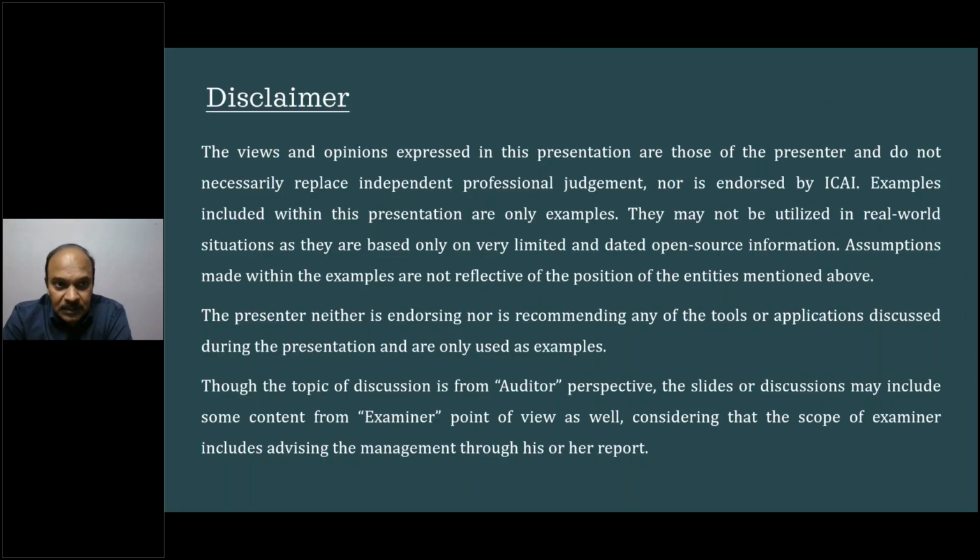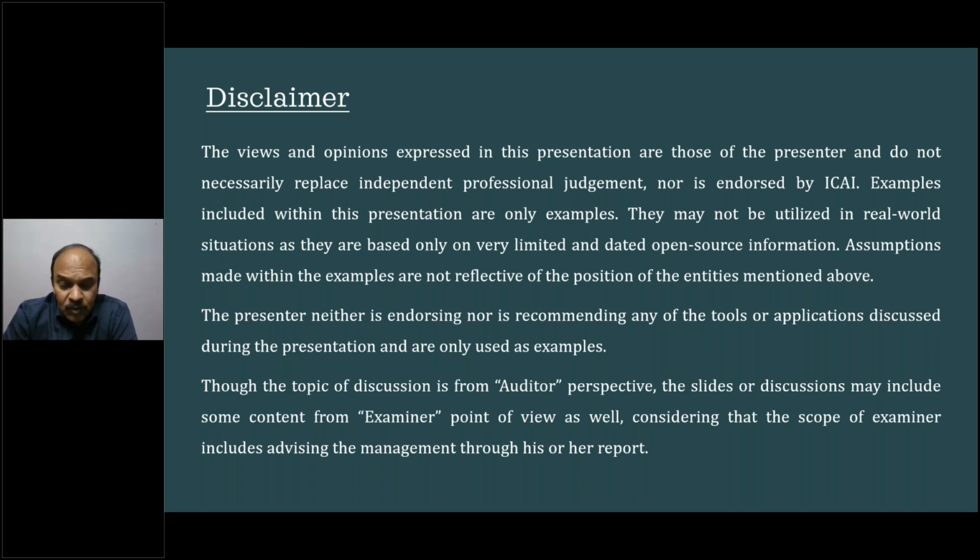And just a disclaimer, whatever presentation I'm making, nothing is being endorsed by ICAI nor by SIRC. It's only my personal views, and being a professional, obviously there is always a chance of debate and always a chance of counter opinion, definitely.